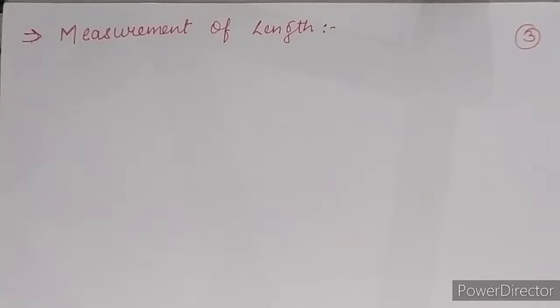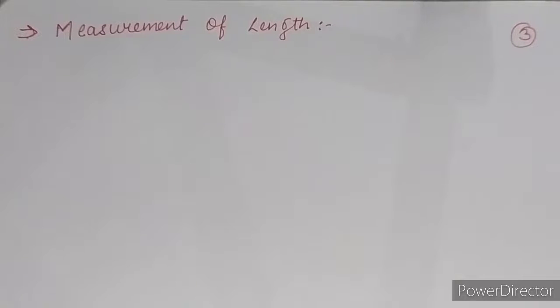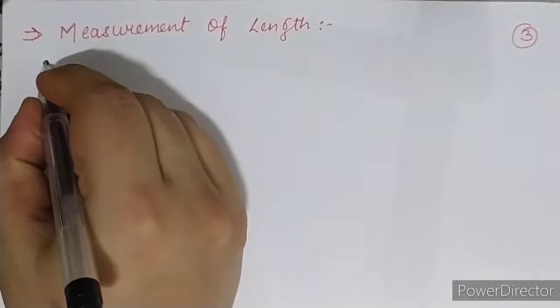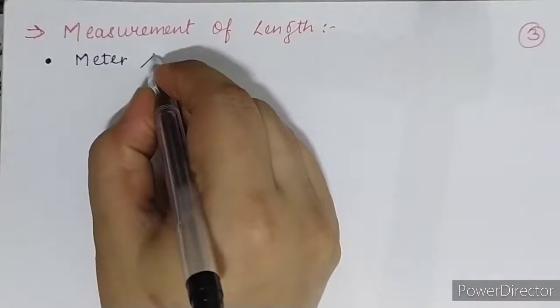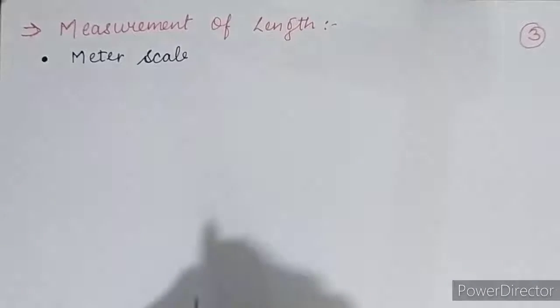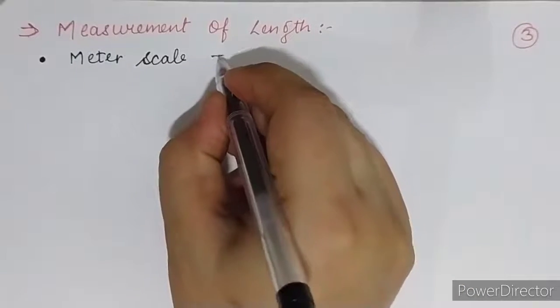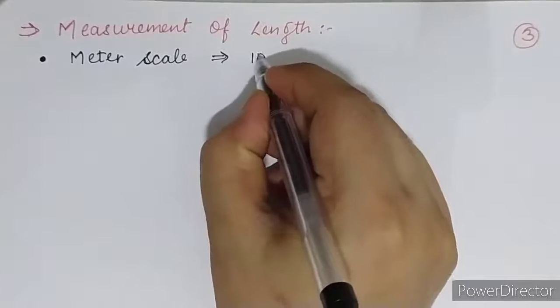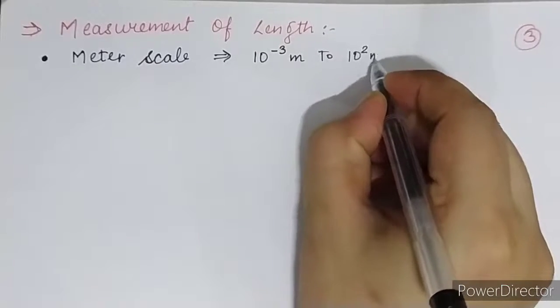Even there are some examples that I have told you in point-wise form, and you even have those experiments also. These are the devices which help you measure distance. So the first device is the meter scale. Meter scale is used for the measurement of length from 10 to the power minus 3 to 10 to the power 2 meter. It has a particular range from 10 to the power minus 3 meter to 10 to the power 2 meter.